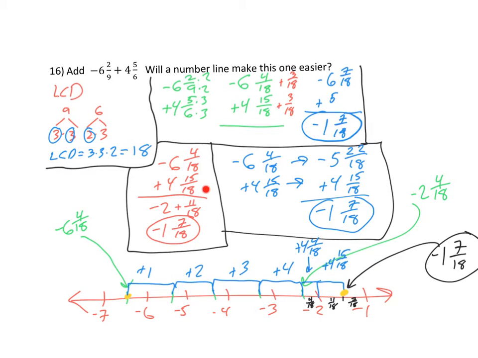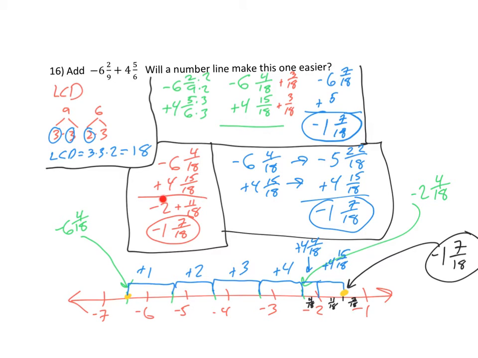The other technique I used here was subtracting the fractional parts and the whole part separately. Minus 6 and plus 4 is minus 2. Remember that this is also a negative 4/18, and this is a positive 15/18. That means when I add these two together, I'm actually going to end up with a positive answer. This will come up with a positive 15 and a negative 4. We'll end up with a positive 11.